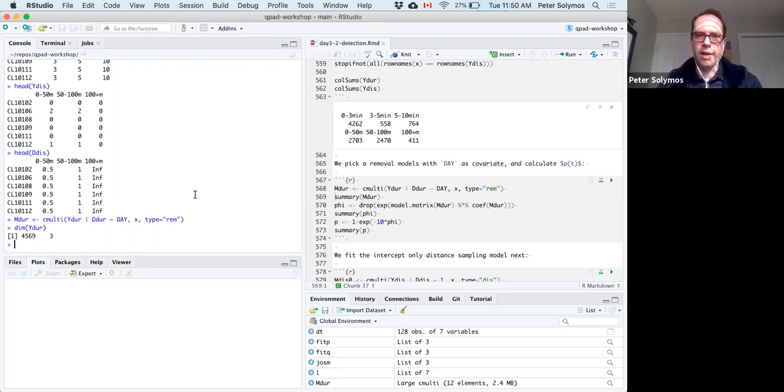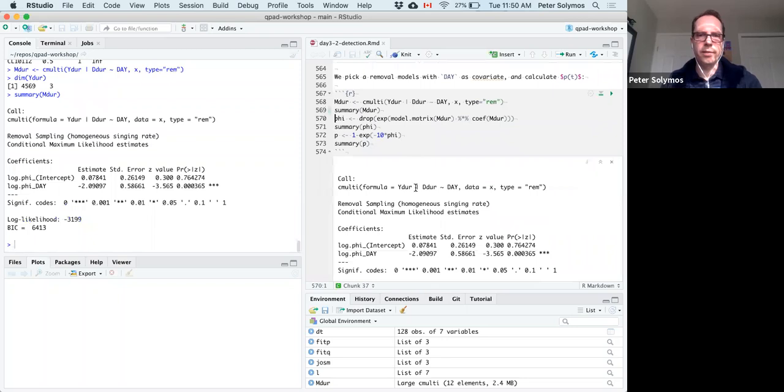So 4,500 rows. That's why it's taking a couple of seconds. Now we can print out the summary, which is going to say there's a negative relationship with day. That's significant.